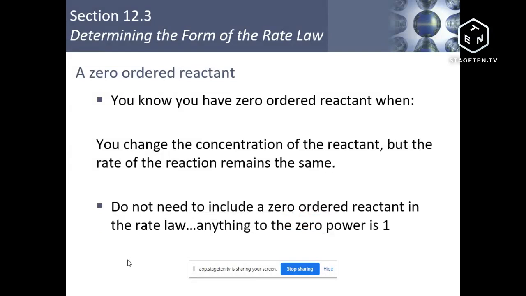All right. So what is a zero ordered reactant? A zero ordered reactant is a reactant that you change the concentration of, but the rate of the reaction is unaffected. And you might say, well, wait a minute. I thought if we increase the concentration of reactants, that always increases the rate of the reaction because it increases the number of collisions.